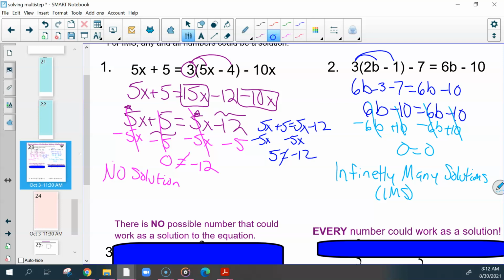So in this case, anytime you have infinitely many solutions, that means every number could work. You can put in whatever positive, negative, decimal, fraction number to check this, and it will always work every single time. The amount of solutions it has are infinite.